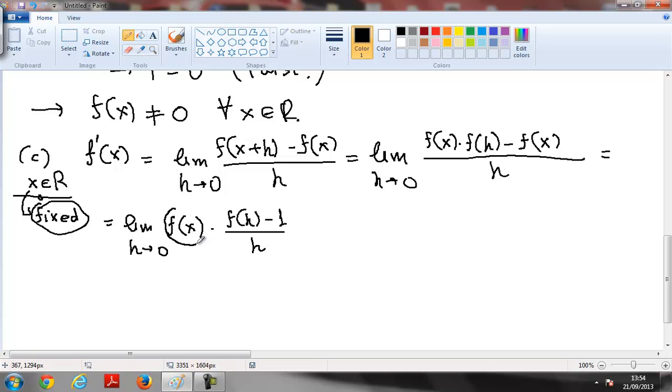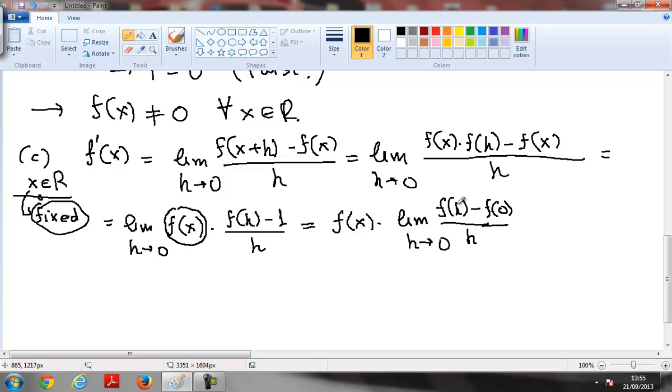This is constant because it doesn't include my variable h, so the constant can go out of the limit, and it is f of x times the limit of f of h minus 1, but don't forget that 1 is f of 0, over h when h tends to 0.